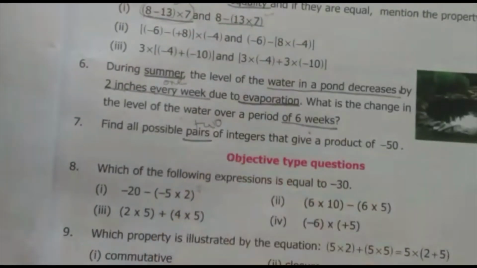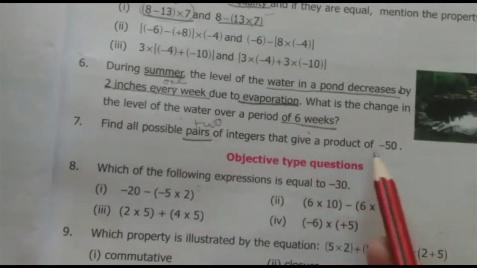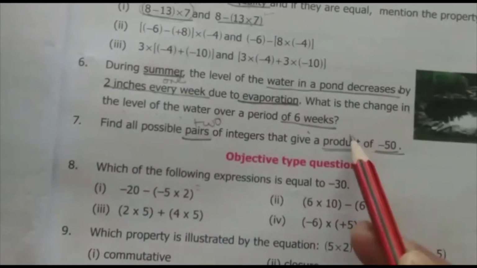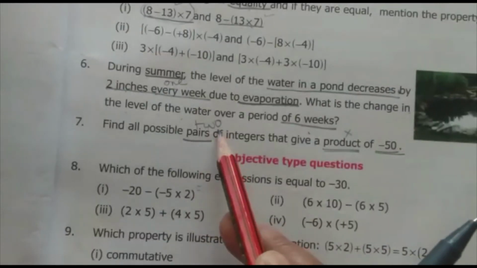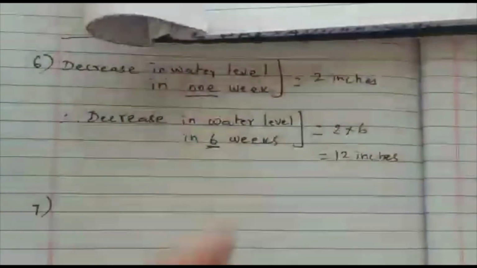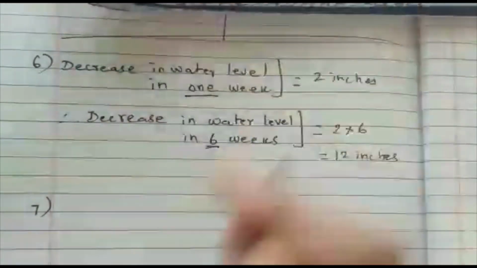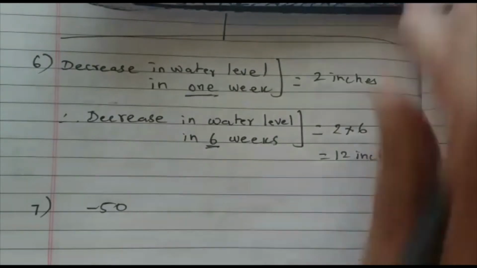Two integers. Pair means two. Pairs of integers that give the product minus 50. What do you mean by product? When you multiply them. When you multiply how many numbers? Two numbers. So when you multiply two numbers, you should get minus 50. So it is just like finding the factors of 50. The answer should be minus 50 when you multiply two numbers.